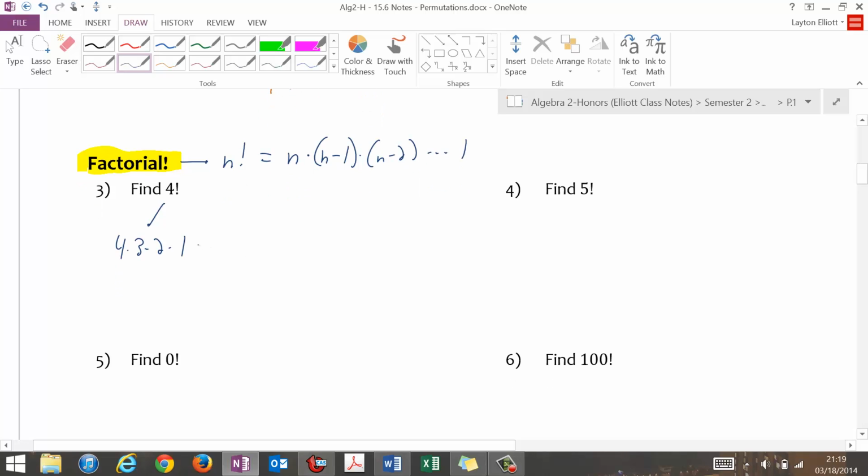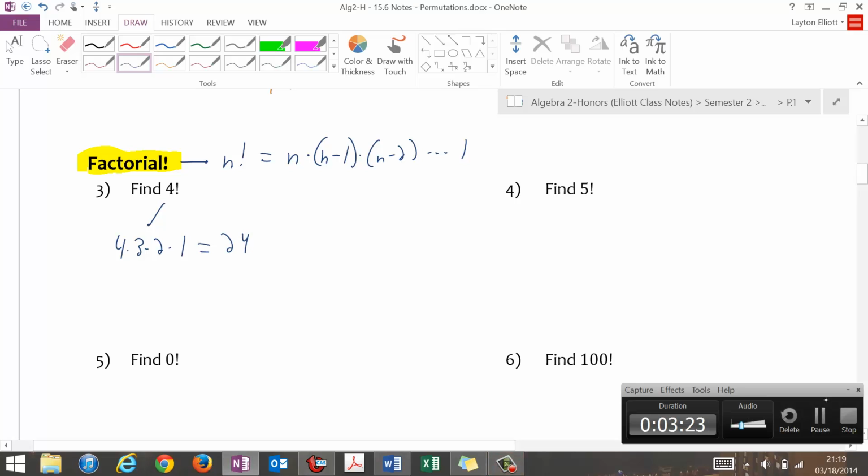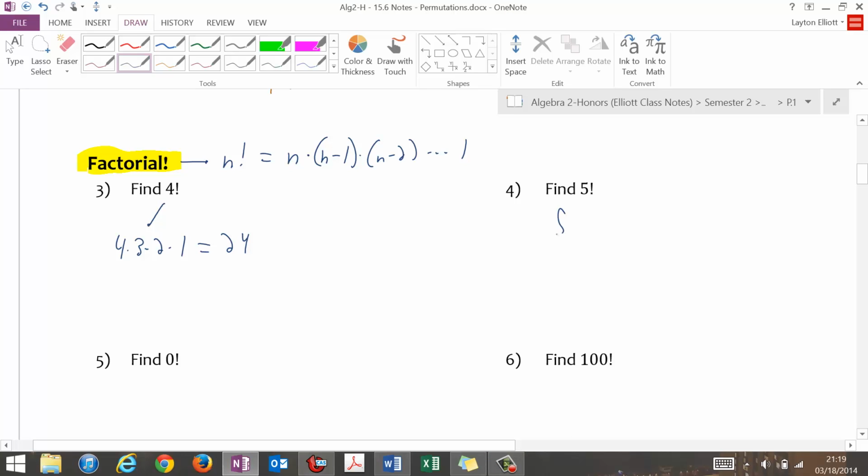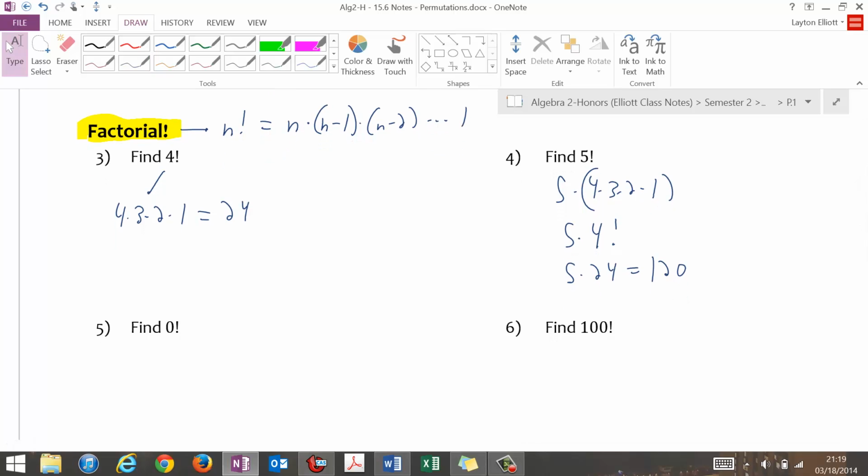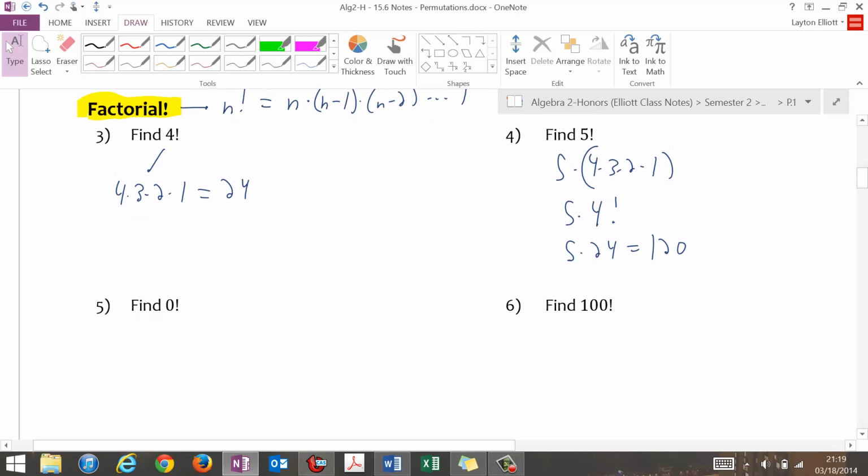Let's finish what 4 factorial is. 4 times 3 times 2 times 1 is 24. We know that from up above. 5 factorial is 5 times 4 times 3 times 2 times 1, which is really the same as 5 times 4 factorial, which we knew was 5 times 24. And 5 times 24 is 5 times 20 plus 20, or 120. So we can use previous factorials to get other ones, or you could just multiply out 5 times 4 times 3 times 2 times 1.